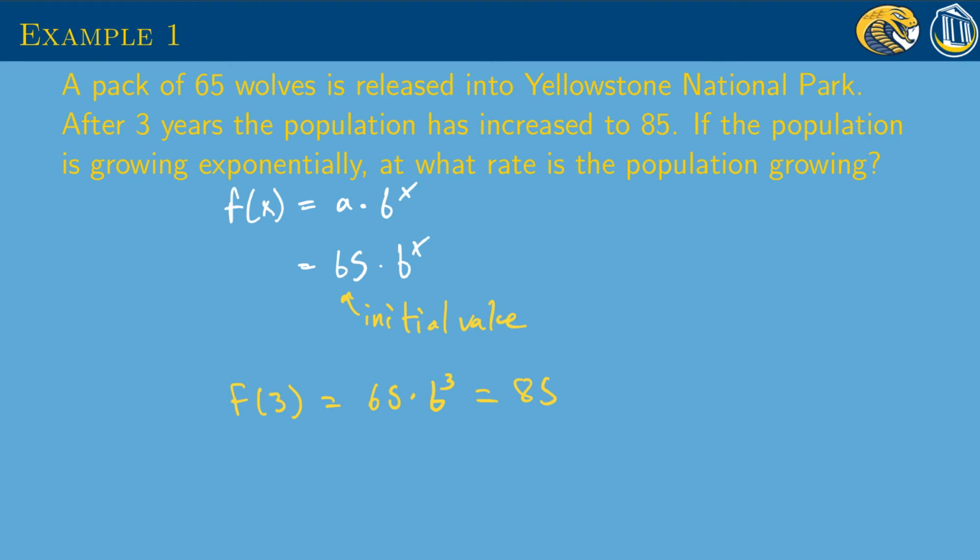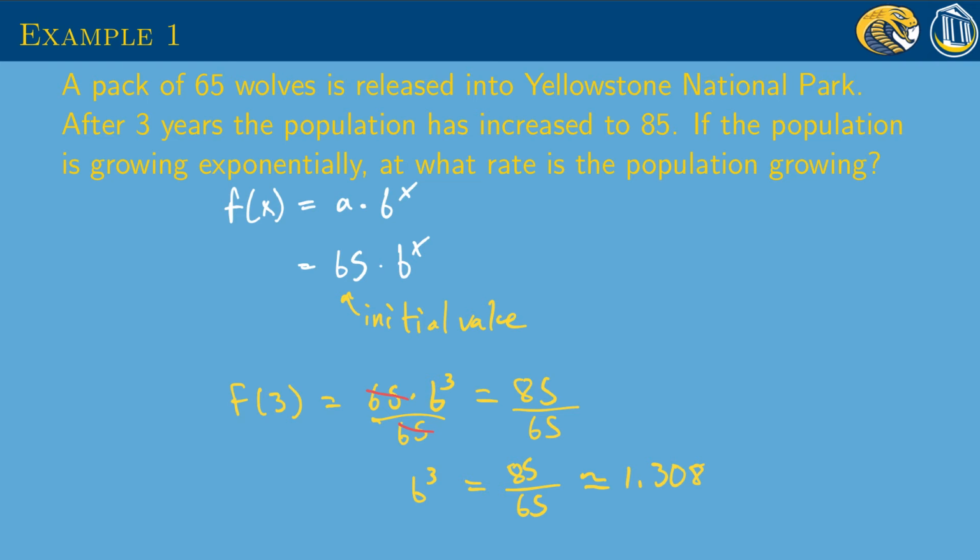If we ignore the left-hand side, just for now, we can simplify this equation. Specifically, if we divide both sides by 65, then the 65s cancel, and we get b to the 3 equals 85 over 65, or if we were to write that as a decimal, that would be approximately 1.308 if we're rounding.